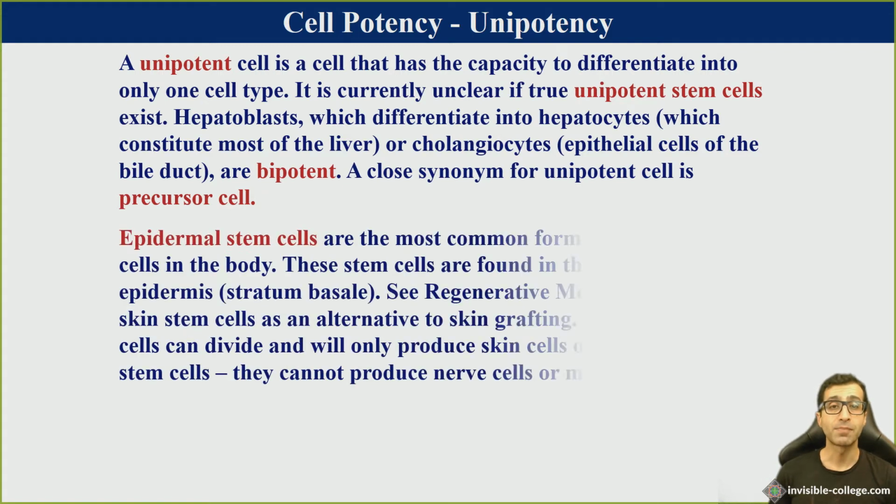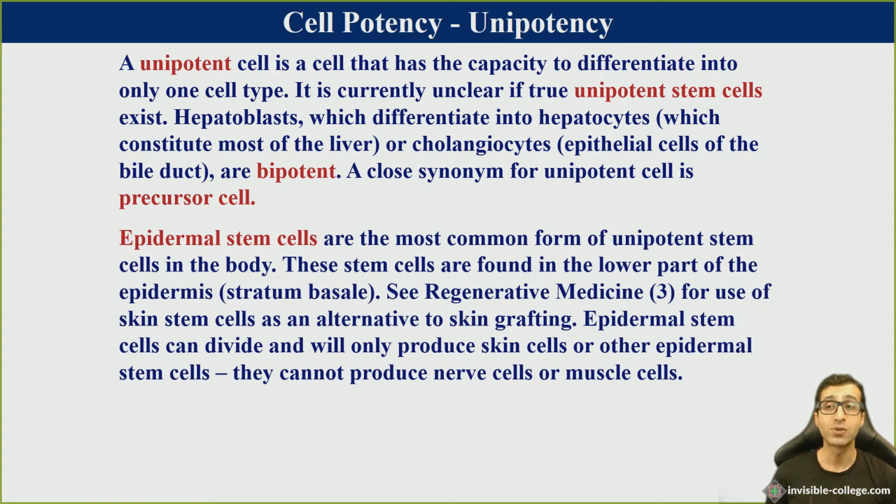So epidermal stem cells are the most common form of unipotent stem cells in the body. Now these stem cells are found in the lower part of the epidermis, which is referred to as the stratum basale.